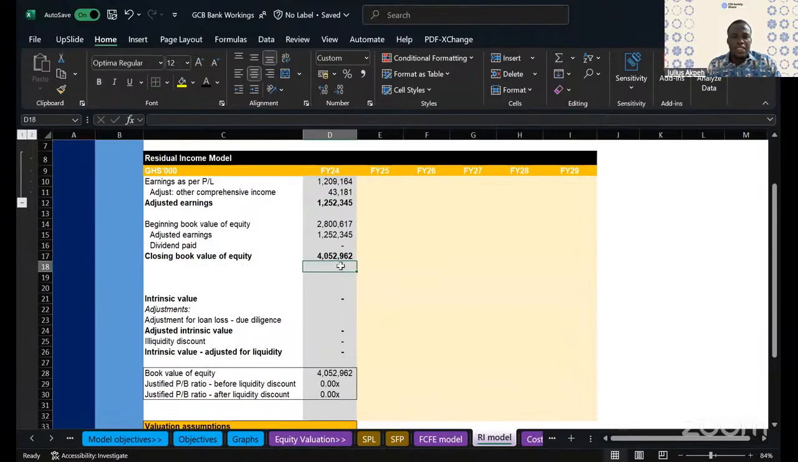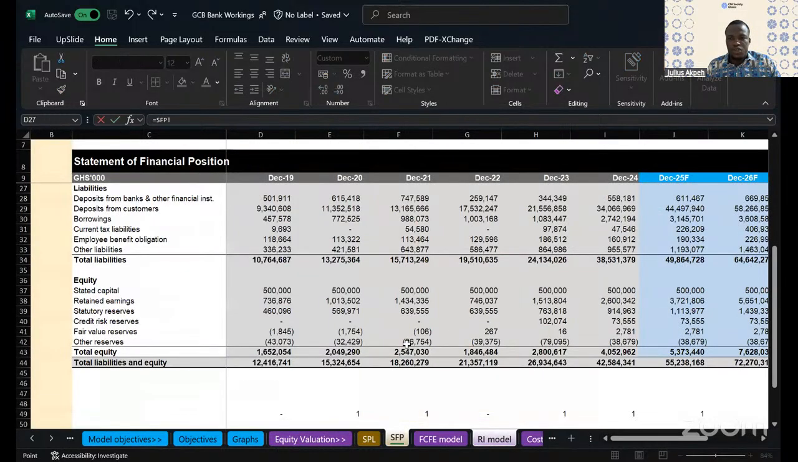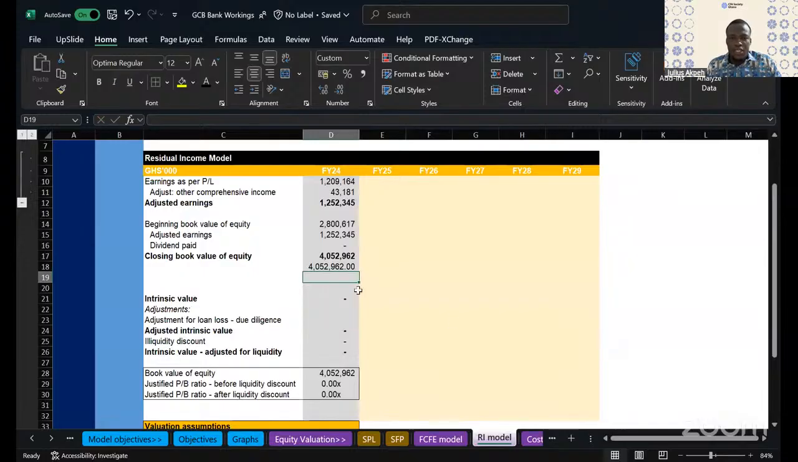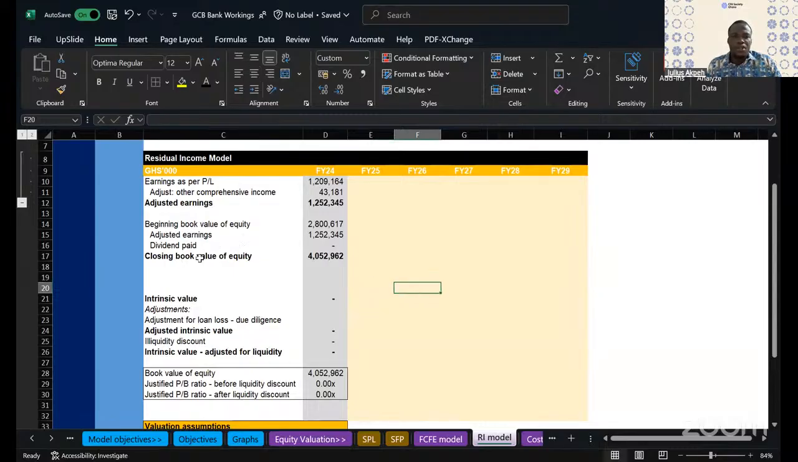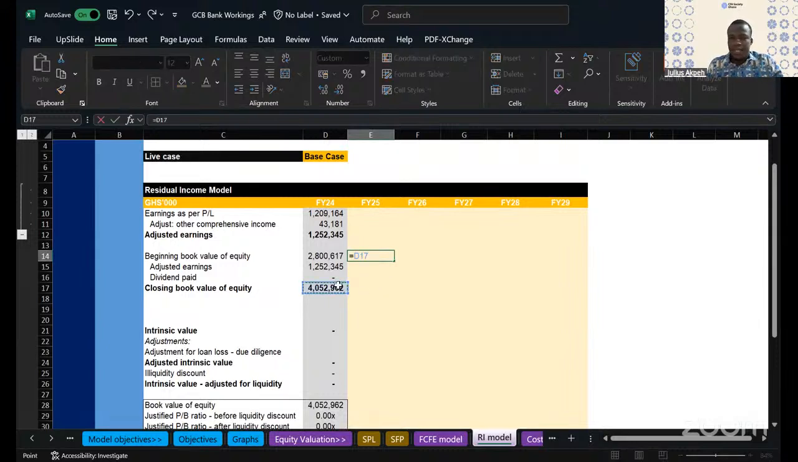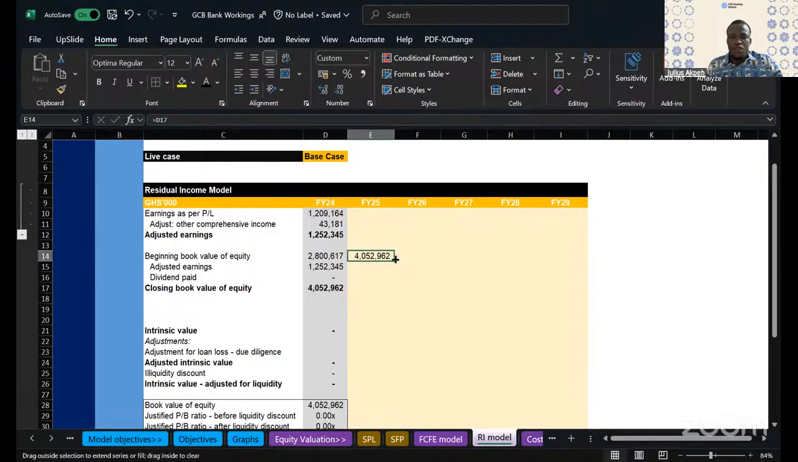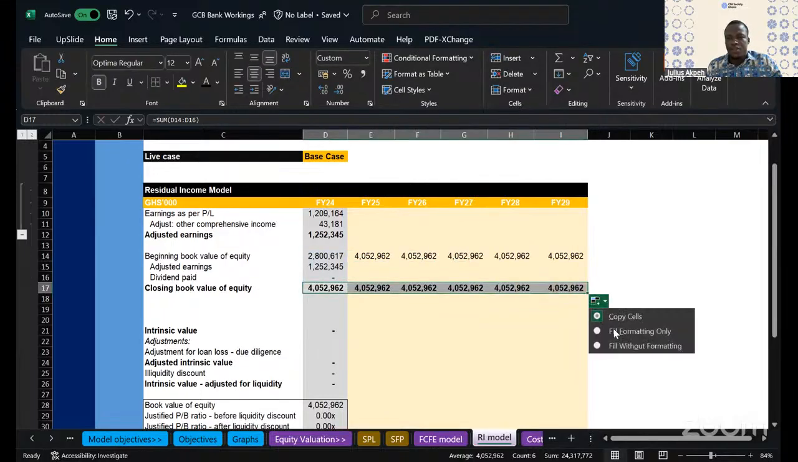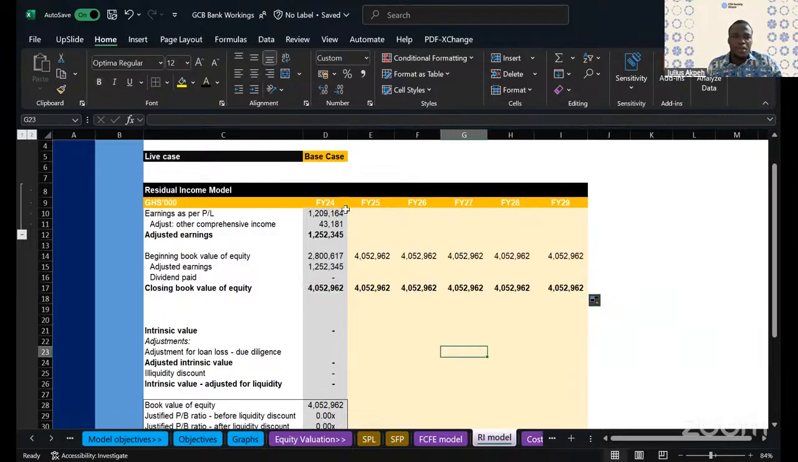So you see, I expect this figure to be equal to the one on the balance sheet. Let's check it out. The one on the balance sheet for 2024 is this figure. The two must be equal, and they are equal, and that's my objective. So I've been able to reconcile the closing book value of equity to the balance sheet. Now, the closing balance becomes the opening balance here for book value of equity, not earnings. And then we drag this one as well here. So we have this reconciliation done.